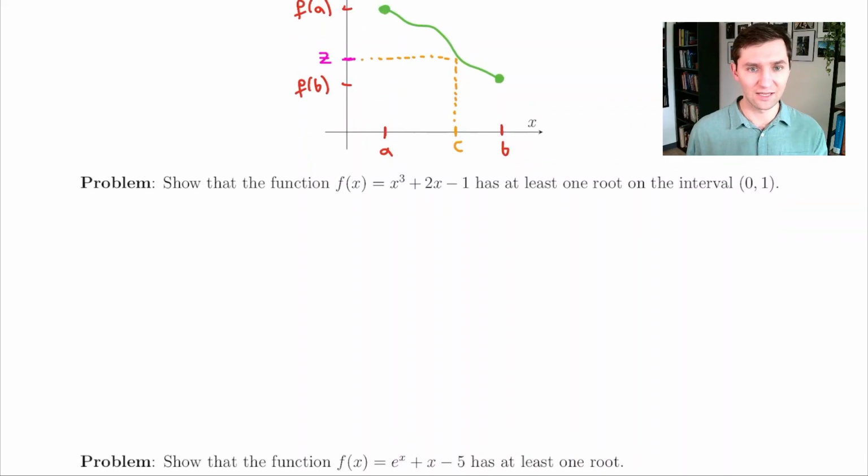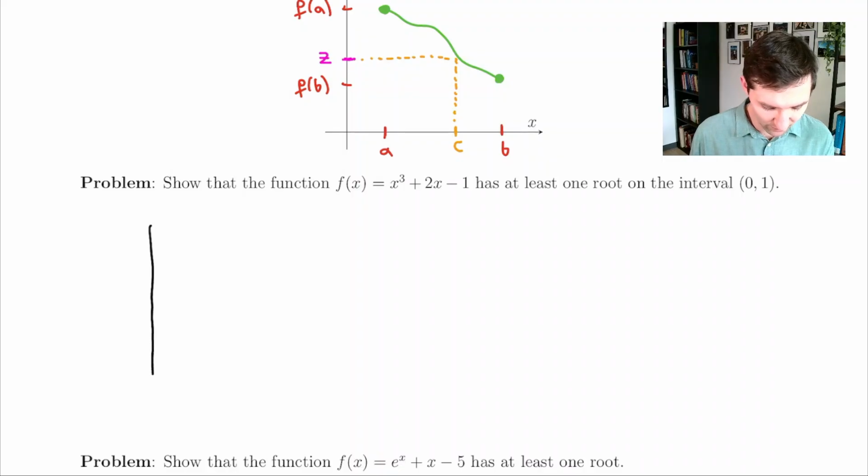This is exactly what the next problem is asking us to do. We are given a polynomial, and we are supposed to show that it has at least one root on the interval from 0 to 1. In other words, we have to show that this function crosses the x-axis. There is a place where the value of the function equals 0. If you would like to try this exercise on your own first, this is a good time to stop the video. To help us understand what we are doing, I'm going to start with a picture.